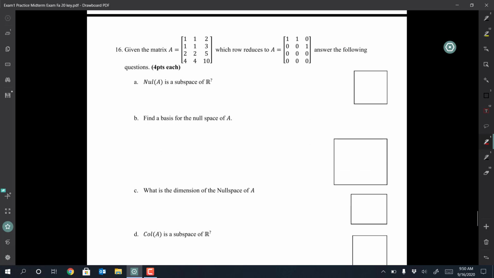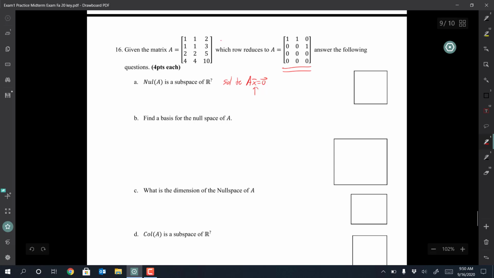All right, final question. Given this matrix, which row reduces to the following expression, we don't have to do row reduction here. Answer the following questions about the null space and column space. The null space is a subspace of R what? So the null space are the solutions to Ax equals 0, right? So they are the x's we can plug in that map to 0. So it's a subset of the x's, right? It's a subset of the domain.